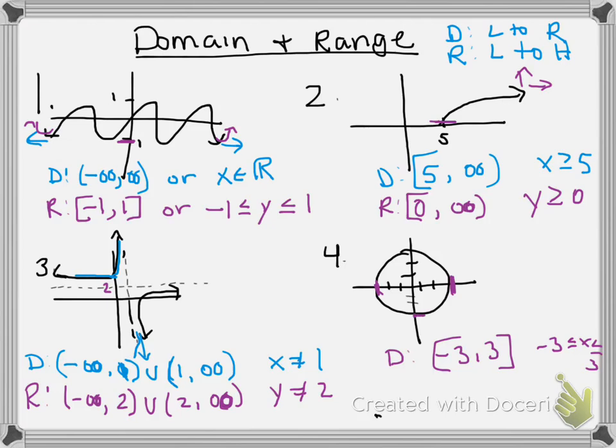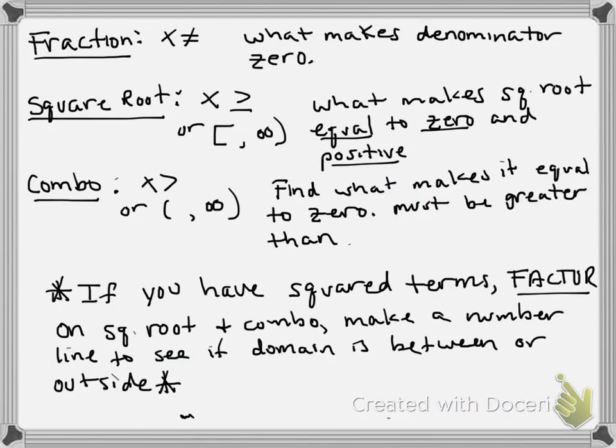Your range, same thing. The lowest it goes is -3. The highest it goes is +3. So we'll say -3 to 3, or -3 ≤ y ≤ 3. That should be review, which is why I kind of flew through that a little bit faster.